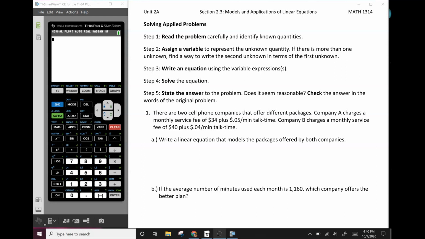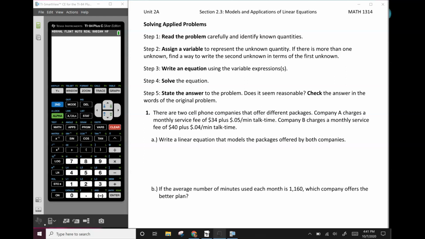All right, number 1, there are two cell phone companies that offer different packages. Company A charges a monthly service fee of $34 plus 5 cents per minute talk time. Company B charges a monthly service fee of $40 plus 4 cents per minute talk time. Write a linear equation that models the packages offered by both companies.